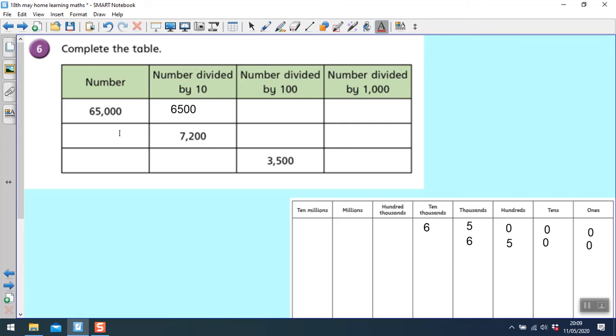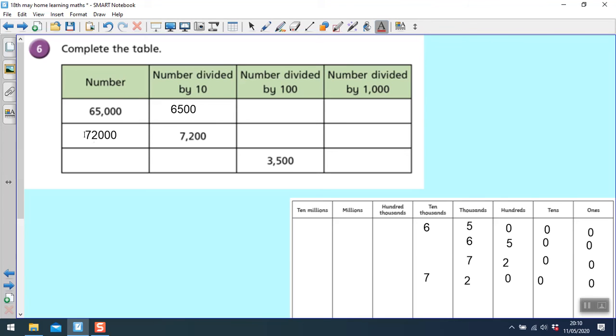To get this number, something divided by 10 equals 7,200. So if I multiply this by 10, I'm going to get my original number. 7,200 multiplied by 10 is 1 place to the left. That's going to jump over here. 7 tens of thousands. 200 is going to become 7,000s. And then 3 zeros as placeholders. So 72,000 is my original number. Let's just check. 72,000 divided by 10 is 7,200.